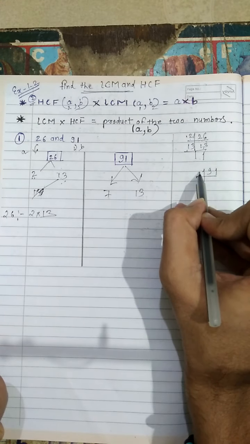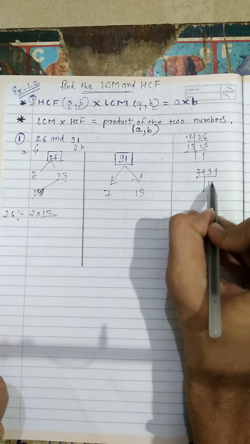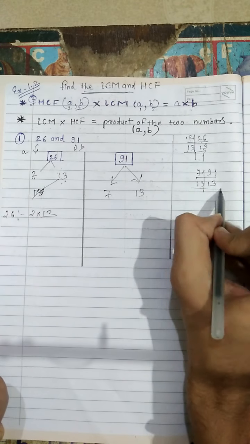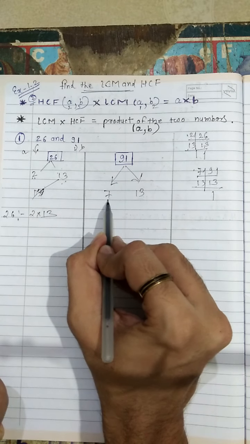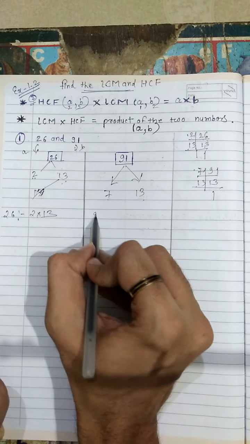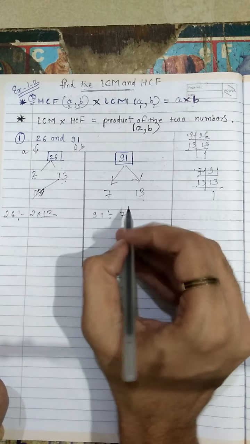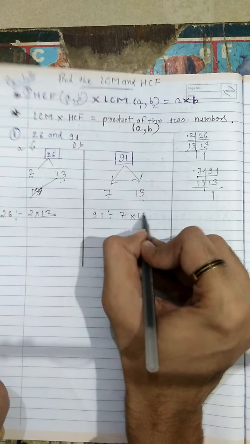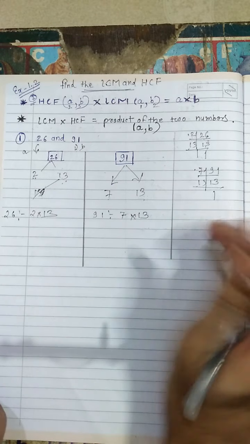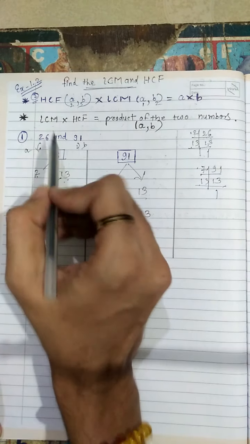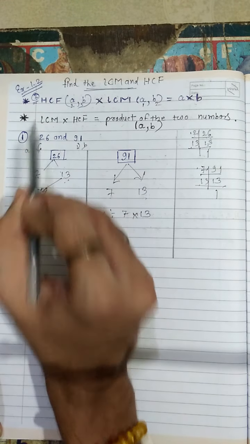Got it? Now 91: 7 thirteens are 91. So the factors are 7 and 13. I am writing here 91 equals 7 multiplied by 13. Got it?